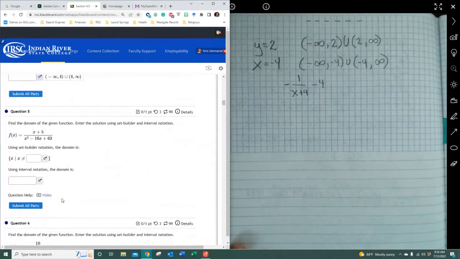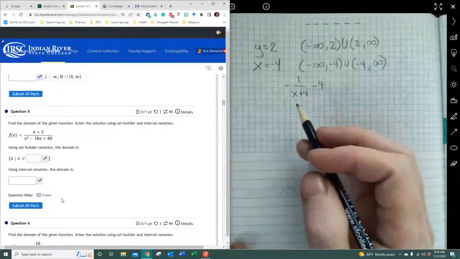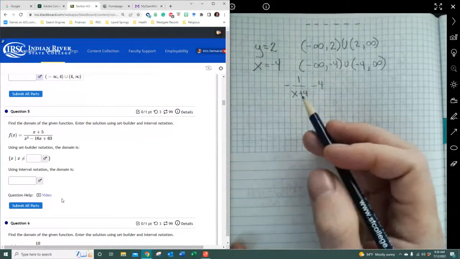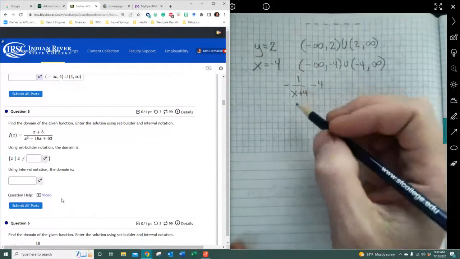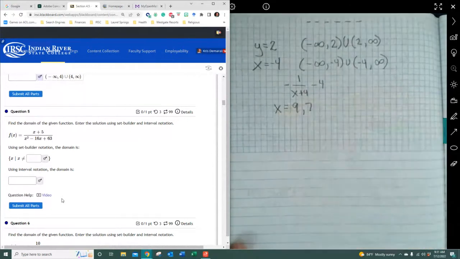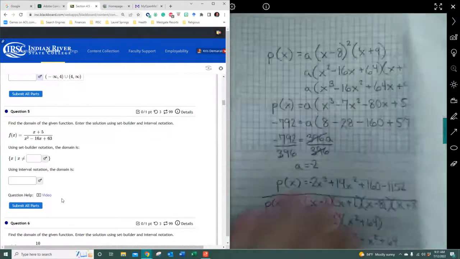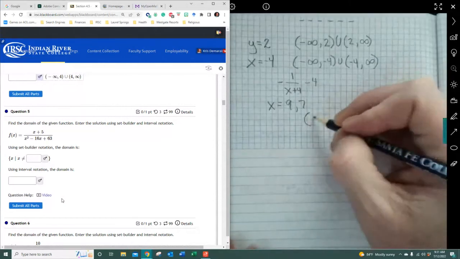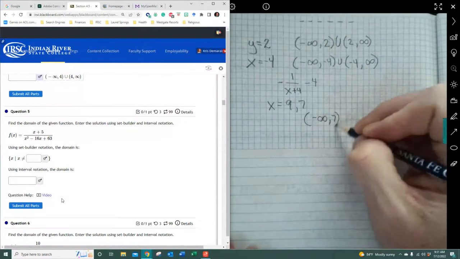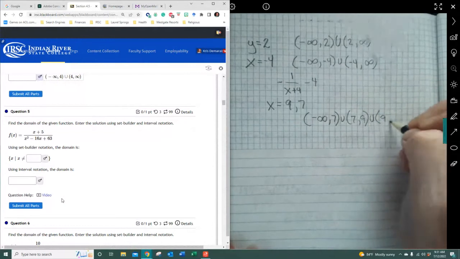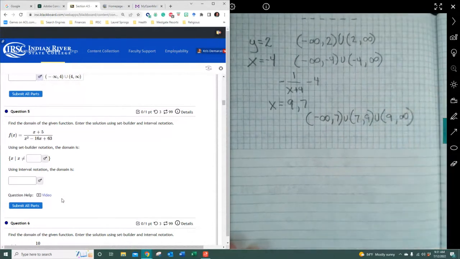Now this one, two numbers that multiply together to create 63 and add up to negative 16 would be negative 9 and negative 7, so the two answers are going to be positive. So 9 and 7 are your values of x. We can't have either one of those, so we throw those out and jump over them. How do you do that? Again, just go like this. So we have our answer.